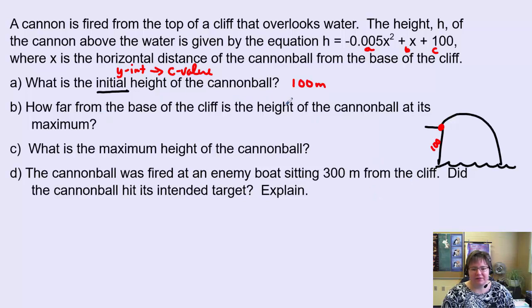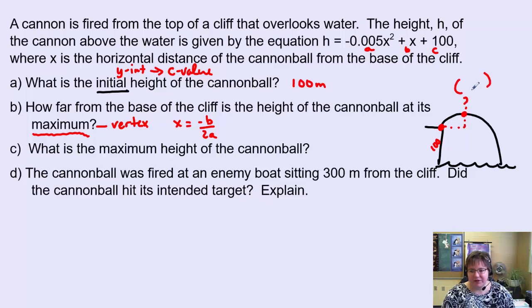How far from the base of the cliff is the height of the cannonball at its maximum? If you see the word maximum anywhere or minimum, you're looking for the vertex. And for the vertex, you're using x equals minus b over 2a to get the x coordinate, and then you're looking to plug it back in to get your y coordinate. So this is saying from the base of the cliff, how far out is it when it hits its maximum?